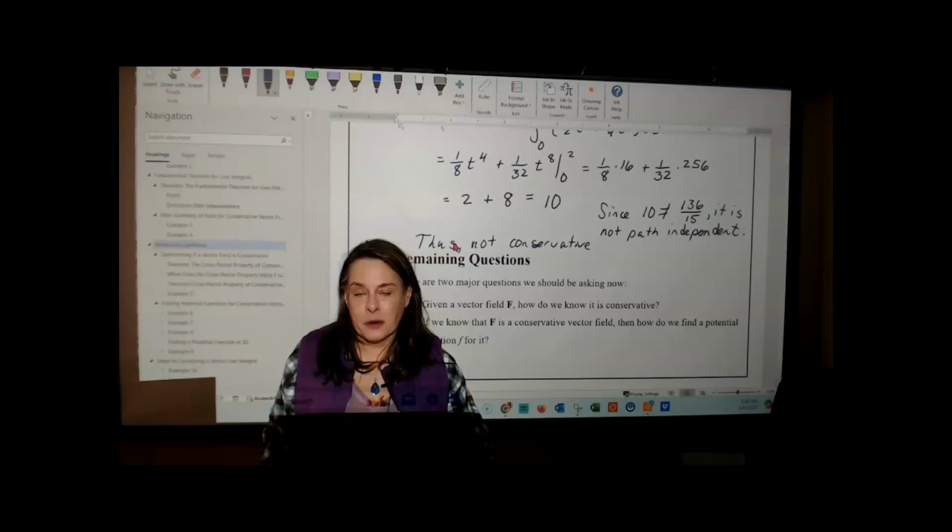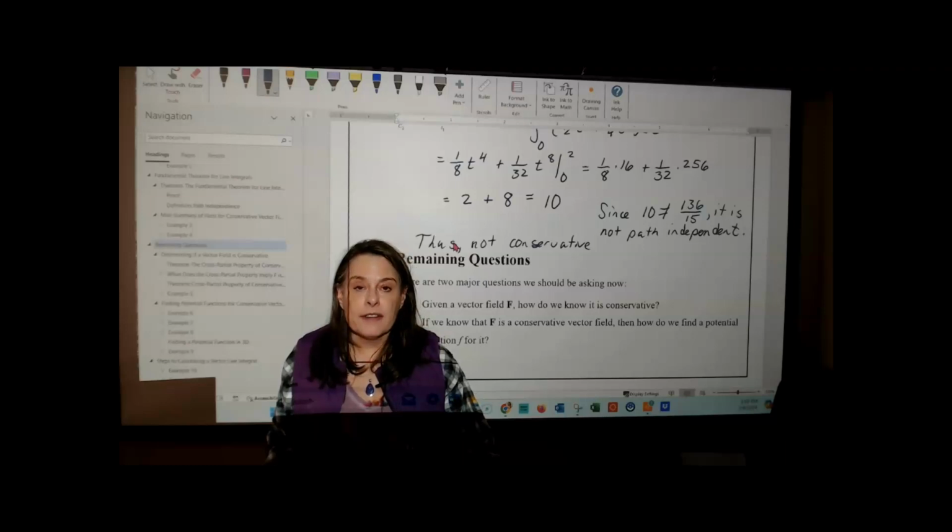In the previous video, we looked at definitions for simple and closed curves and simple and connected regions. And then we used this to talk about different types of vector fields and to discover the fundamental theorem for line integrals. There are two basic questions remaining. The first is, how do we determine if a vector field is conservative so that we know we can use the fundamental theorem for vector line integrals? And the second is, if we do know it's conservative, how do we find that potential function so that we can use the fundamental theorem for vector line integrals?